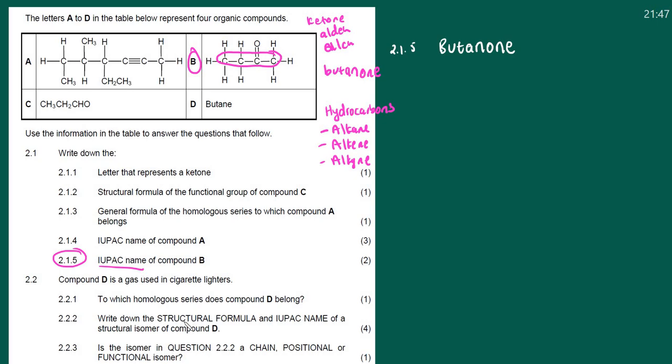And then 2.2 says compound D is a gas, right? Butane is a gas that is used in cigarette lighters. If you can remember that cigarette lighter, it looks like something like this, and it has a nice wheel here that people turn, and it usually sparks or produces a flame. So inside there, they are using butane.